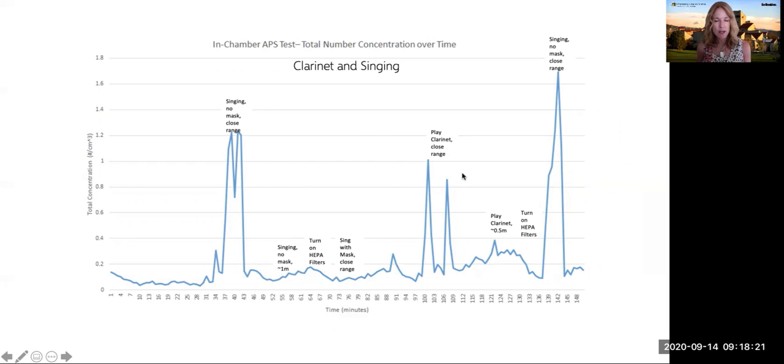Also, playing a clarinet at close range can get those aerosol particles to elevate, and singing with no mask again at close range. Whereas when we sing with no mask at 1 meter away from the sampling inlet, we see that the aerosol concentration is undetectable and in the background. As well as singing with a mask at close range, you really see no sampled aerosol in front of the person. These were using surgical masks.